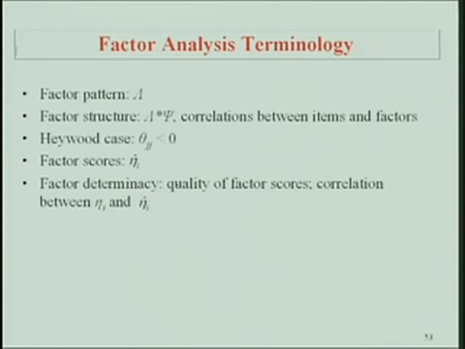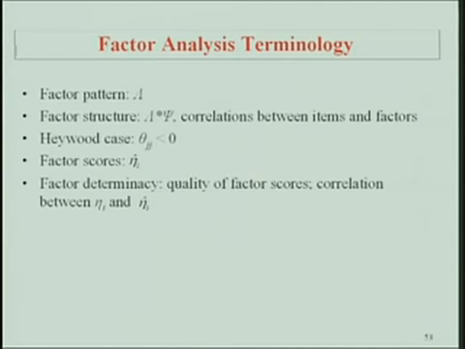Heywood case we hear about now and then. That means that the thetas, the diagonal theta jj, being the variances of these residuals epsilons, come out negative. Negative residual variances. We know that variances should never be negative, so that's a problem. And it happens in factor analysis at times, particularly when you have small samples and you try to extract more factors than maybe you should. So that's a signal that something is not going quite well.